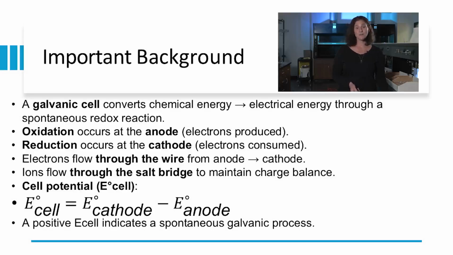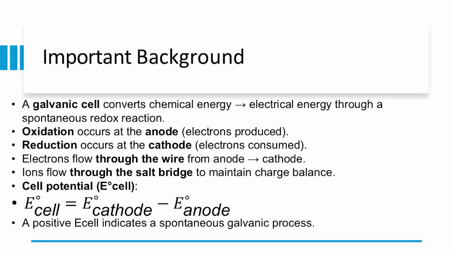The electrons are going to flow through an external wire, and ions are going to flow through a salt bridge to maintain the charge balance. To calculate the cell potential, we always subtract the potential of the anode from the potential of the cathode. And if we get a positive value, then we know that this is a spontaneous reaction.